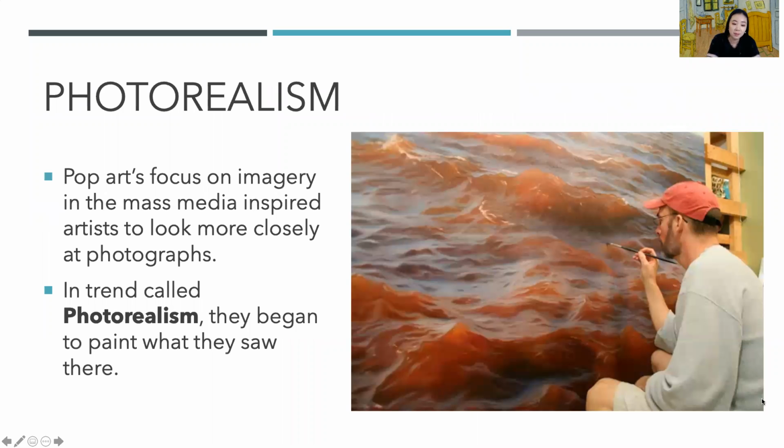So let's see the photorealism first. Pop art's focus on imagery in the mass media inspired artists to look more closely at photographs. So in a trend called photorealism, they began to paint what they saw there.